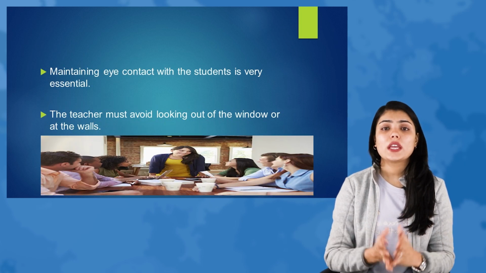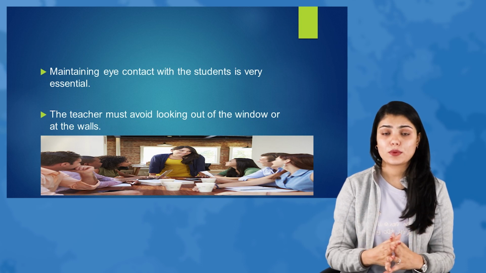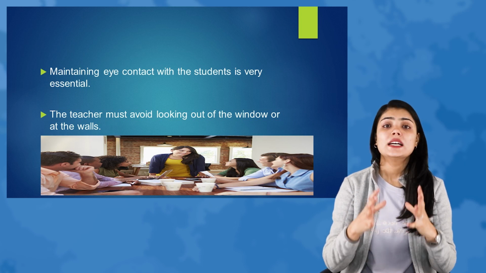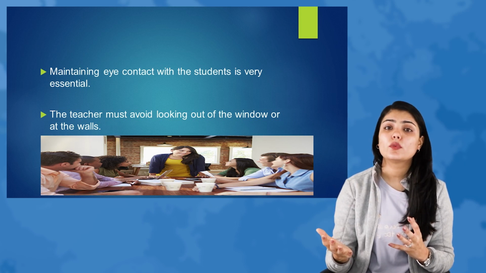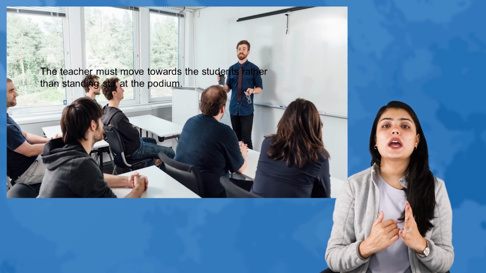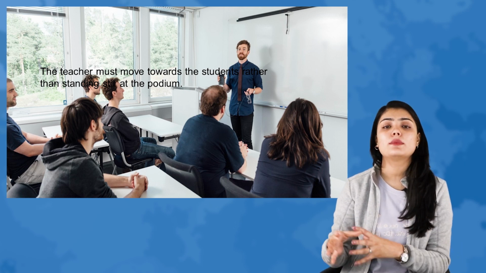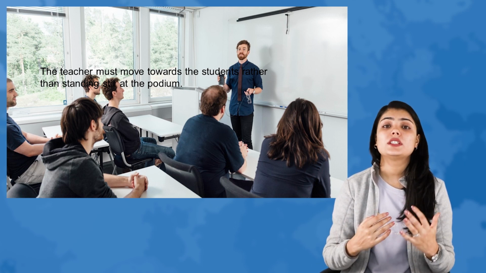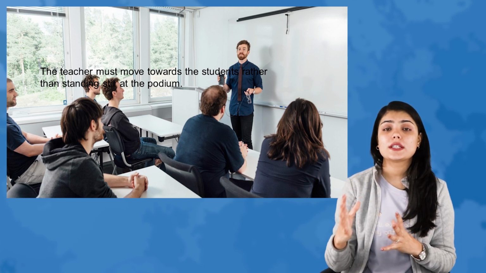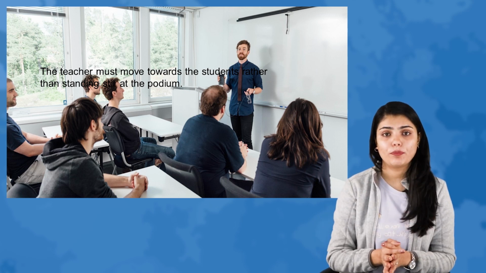So in body language, as we know, maintaining eye contact is a very vital aspect, right? The teacher must maintain eye contact with all the students in the classroom. The teacher must avoid looking out of the window or staring at the walls, right? And finally, the teacher has to move towards the students rather than just standing beside the table or the podium, right? So the teacher has to move towards the students, communicate with them, maintain eye contact, and avoid looking out of the window or staring at the wall or the ceiling. Alright?